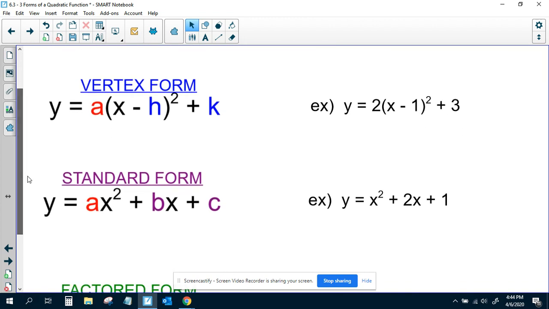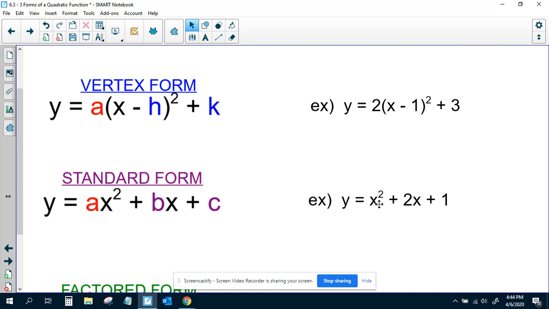Well, we can also have standard form, and it's written like this: y equals a times x to the second power plus b times x plus c, where our a, our b, and our c are just numbers. Anytime we have a number in front of a variable like this, remember we call those coefficients. So a would be the coefficient of the x squared term, b would be the coefficient of the x term. Here would be an example of a standard form quadratic equation.